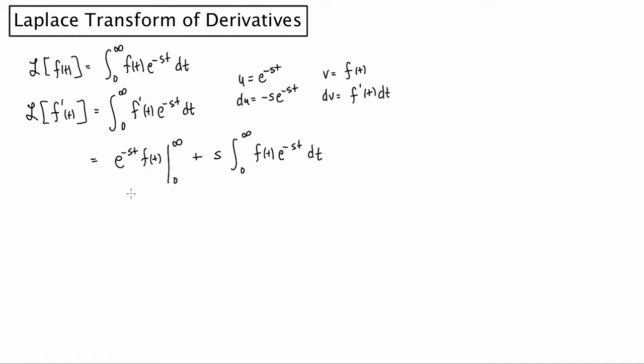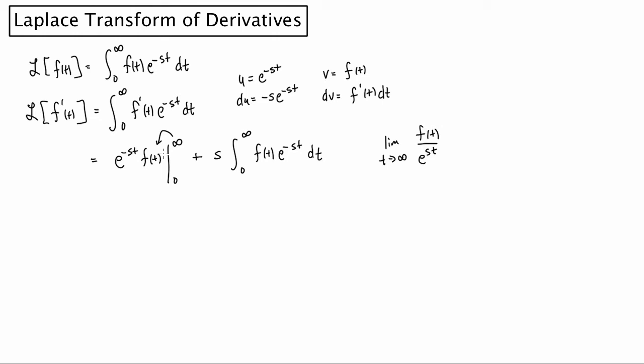We just have to figure out what the u times v piece out here in front is for this particular problem. In order to do that, we are going to have to look at the limit as t goes to infinity of f of t over e to the st. The reason is because I'm going to have to evaluate this at infinity, and this is in some sense an indeterminate form.